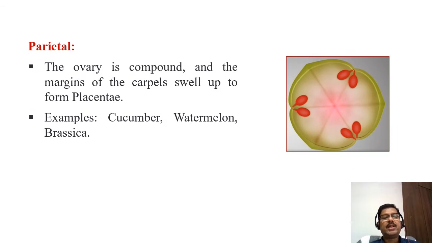The second one is the parietal placentation. Here the ovary is compound and unilocular. The margins of the carpels swell up to form a placenta, as found in cucumber, watermelon, brassica, etc.